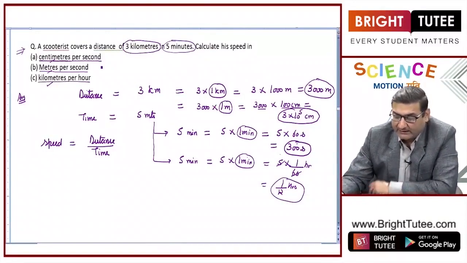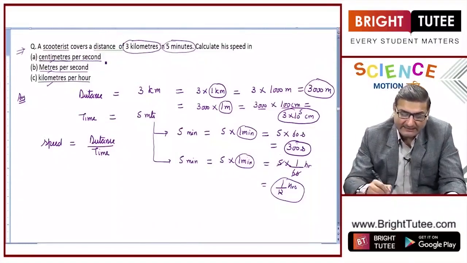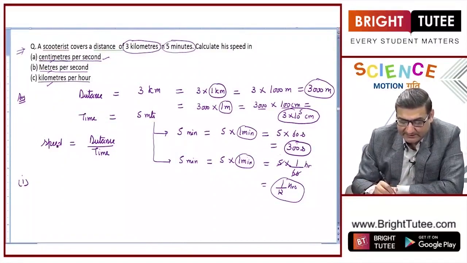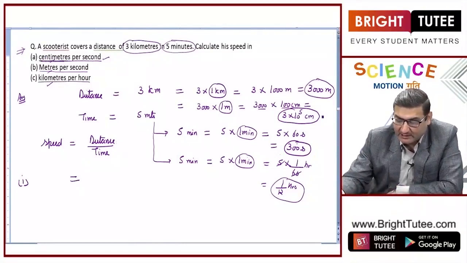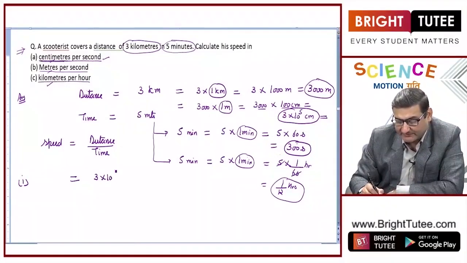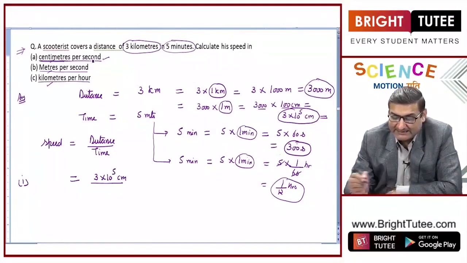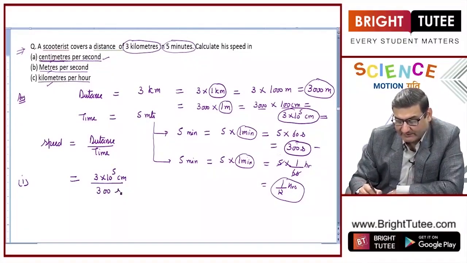Now I will calculate how to attempt this particular question. Let us see. First of all, I need it in centimeters per second. So I will take the first case, speed is equal to distance upon time. The distance I have to take in centimeters. How many centimeters were there? 3 into 10 to the power 5 centimeters, divided by time. In which unit do we require time? In seconds. So how many seconds? 300 seconds. So I will write 300 seconds.